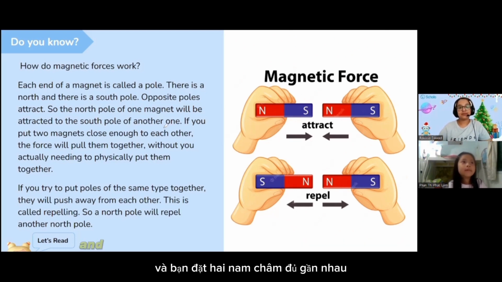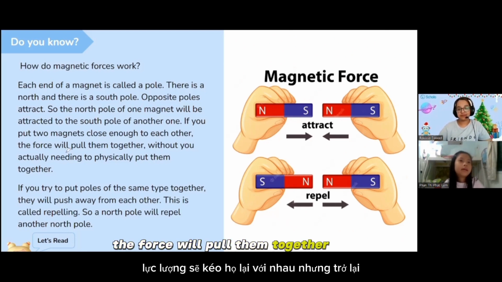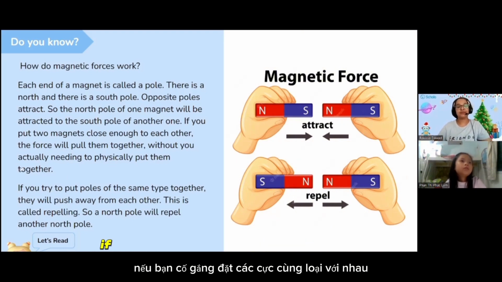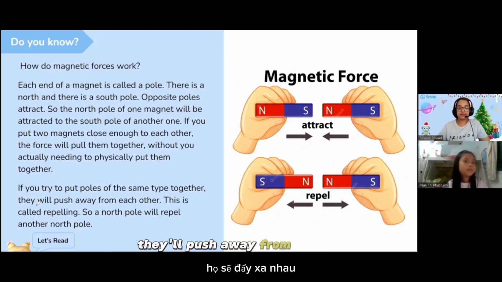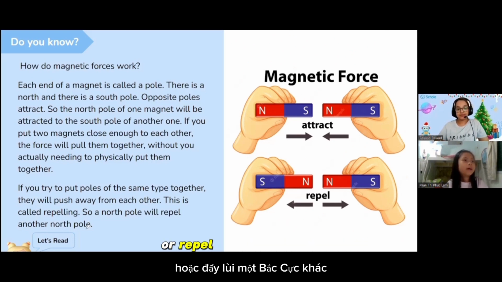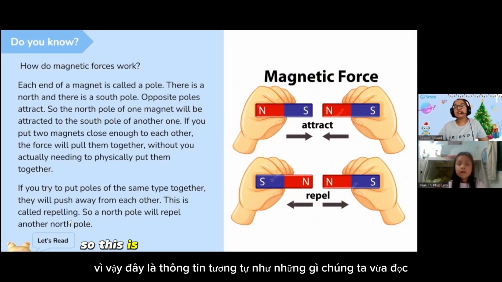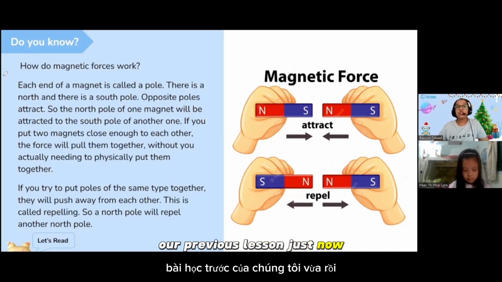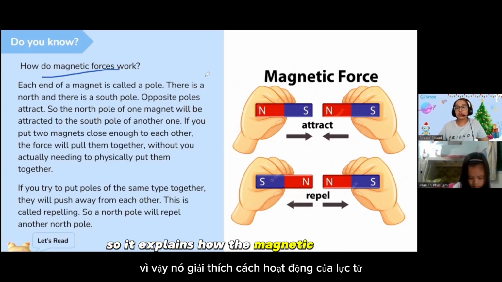If you put two magnets close enough to each other, the force will pull them together without you actually needing to physically put them together. If you try to put poles of the same type together, they'll push away from each other. This is called repelling. The North Pole will repel another North Pole. Okay, very good. So this is similar information to what we just read in our previous lesson just now. So it explains how the magnetic forces work.